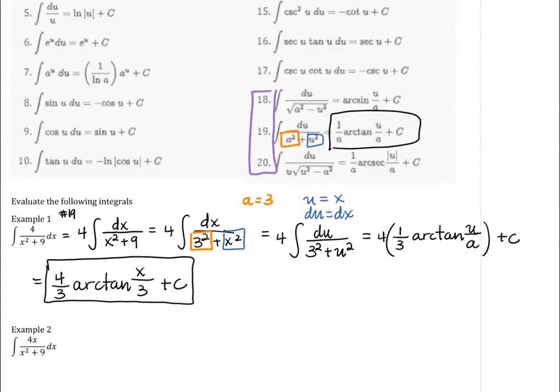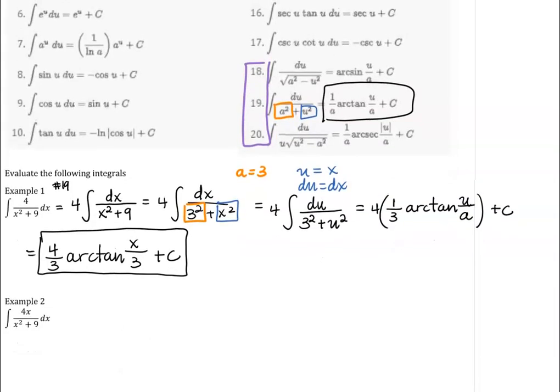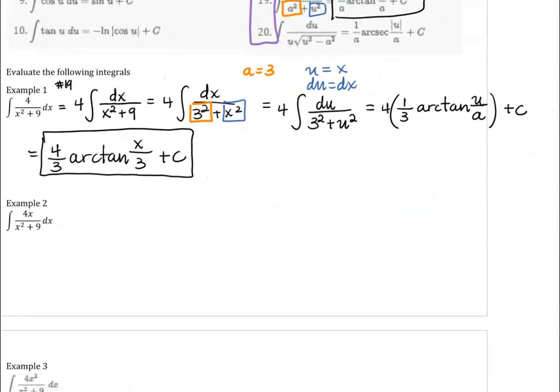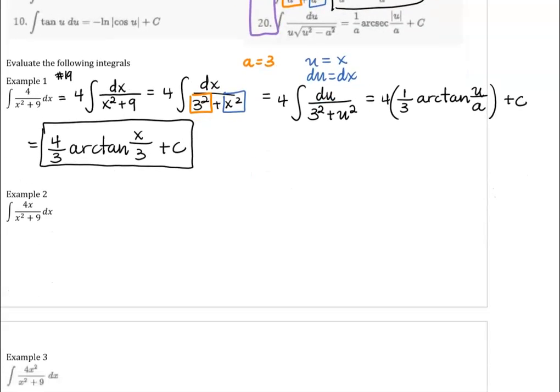So that's example 1. And now notice how example 2 looks very similar to example 1. It's just that now the 4 that's in the top has an x with it. We didn't have that before. So now that the 4 does have an x in it, we don't have to use an inverse trig rule like 18, 19, or 20.